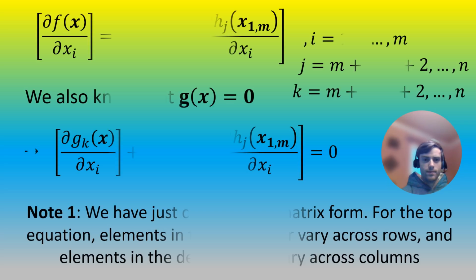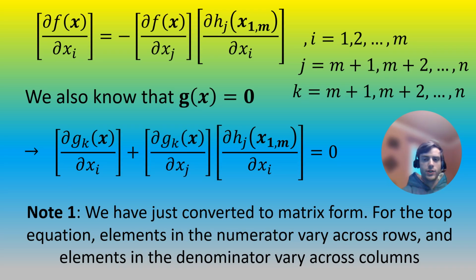So now we're going to convert this to matrix form. Since we have a summation, we can actually turn that into matrix multiplication. And by the way, I'm not a mathematician, so I don't know if I'm doing this correctly, but it still works, so I'm going to do it. So notice that for the top equation, you can think of it like elements in the numerator vary across the rows, and elements in the denominator vary across columns. And if you think about it that way, then we get the correct result.